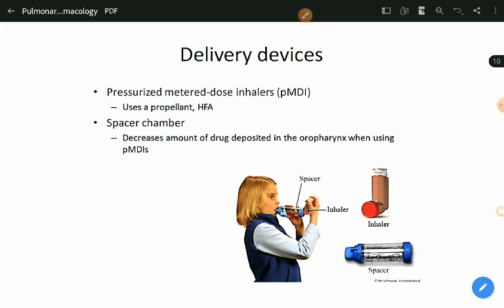Rather than the oropharynx, where it could be swallowed and go to the stomach, no? That is without the spacer chamber. By the way, it could be delivered also going to the lungs, but with just a small bioavailability because it passes through the liver, in which it will be reduced by the first-pass effect.